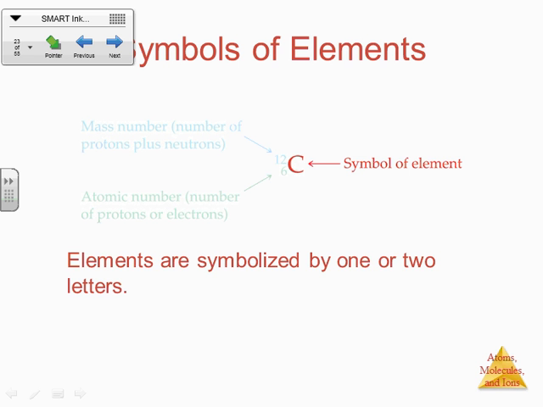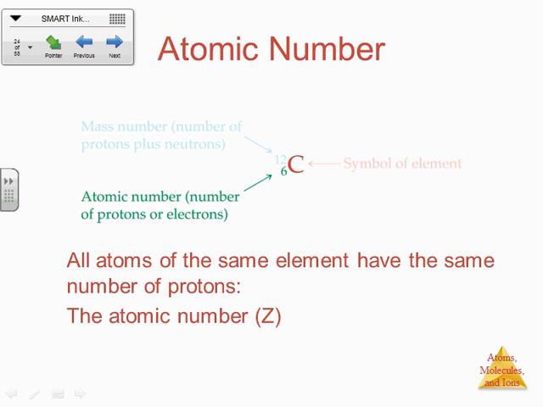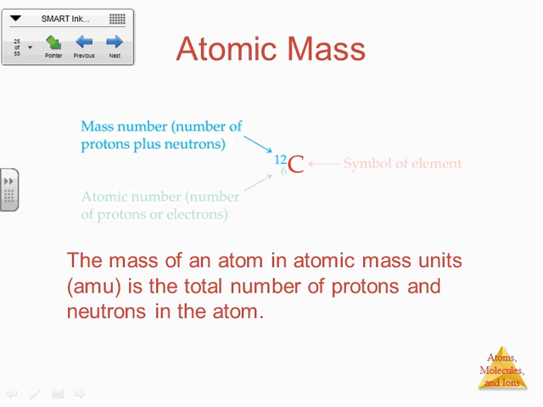Okay. So now let's talk about symbols of elements real quick. You guys are very familiar with this, but symbols of the elements are symbolized by one or two letters, okay? So we've got mass number here, and I want you to put these on here. You've got the symbol of the element. The mass number is the one that's up at the top. That tells you the number of protons plus the number of neutrons, okay?